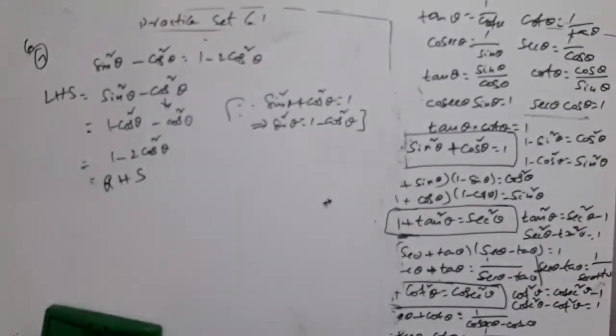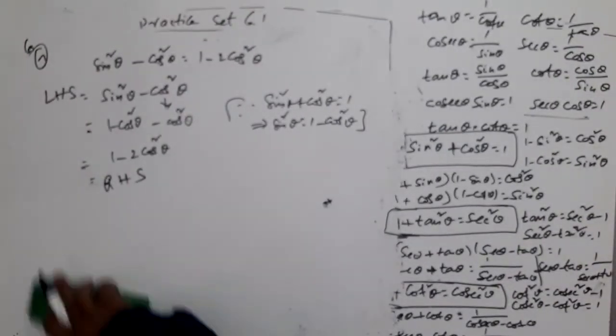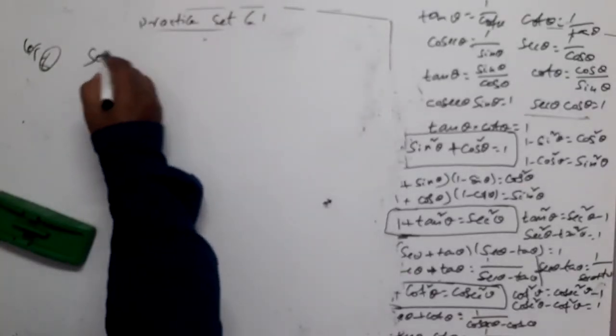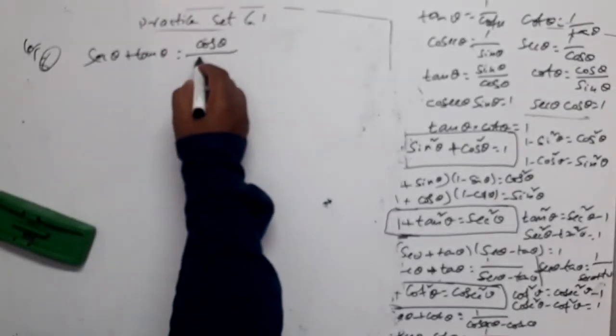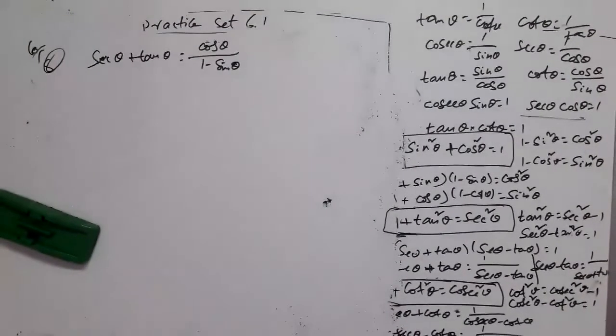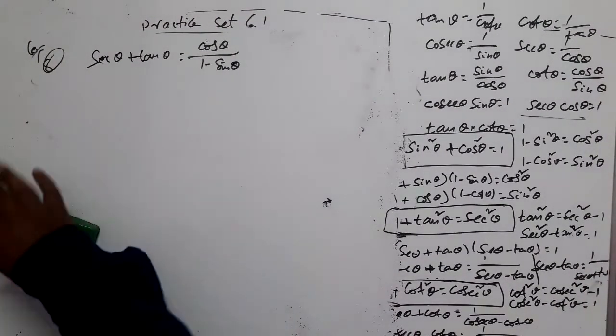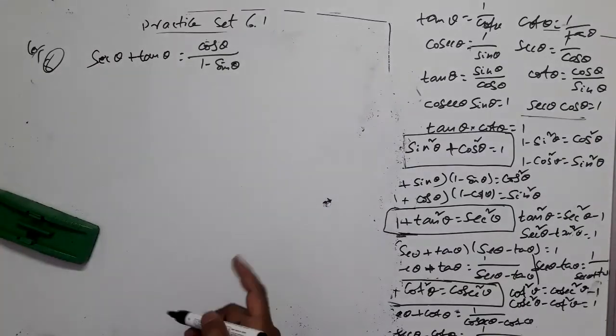This is 7th bit, right? Next, let us go to the next one. 8th bit. Yes, what is that? Prove that secant theta plus tan theta is equal to cos theta upon 1 minus sin theta. That is the question. Yes. What is the idea? This one also we have discussed earlier, in one of the questions. Yes, these are familiar ones now.